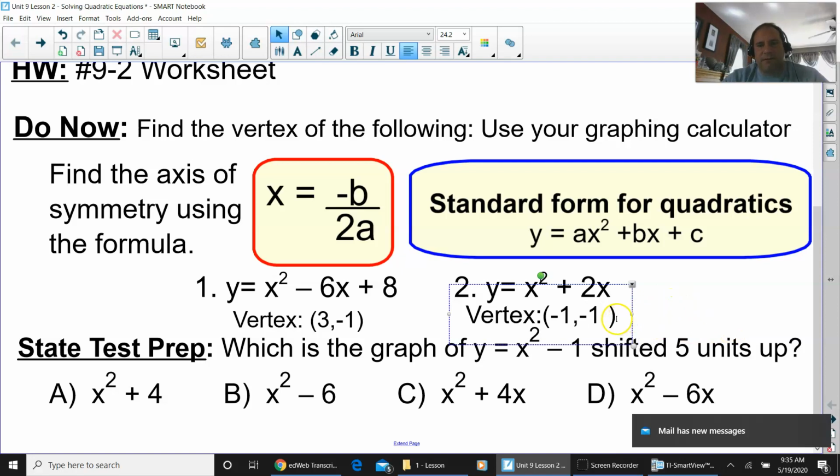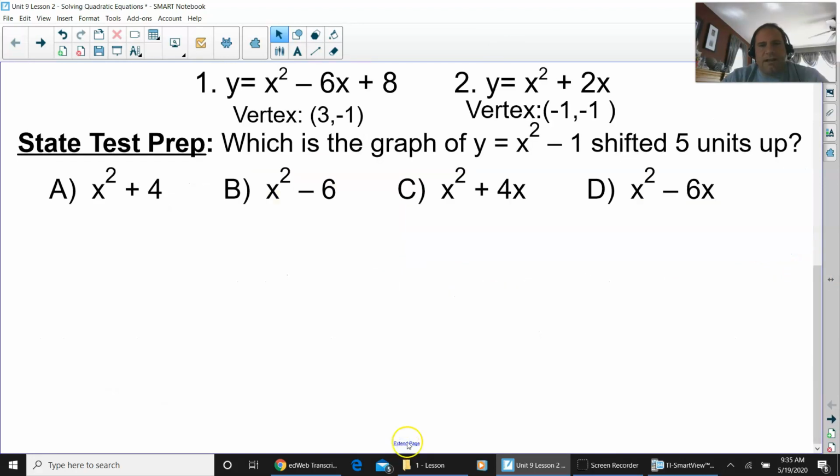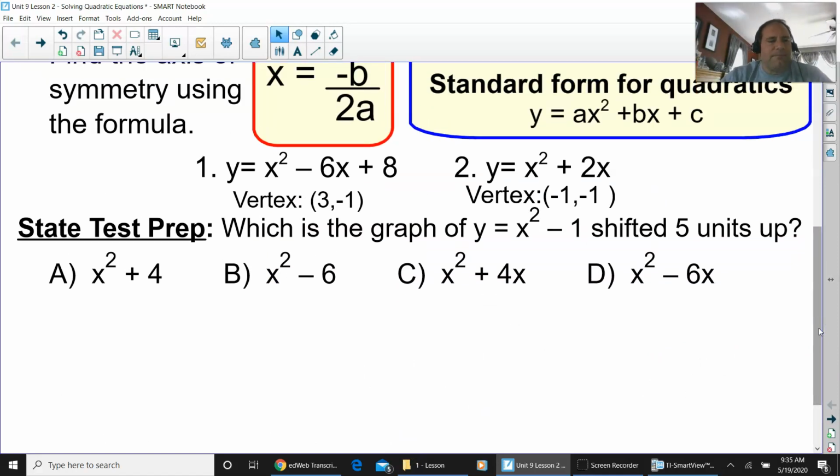And that is my vertex. All right, state test prep. Which graph of y equals x squared minus 1 shifted 5 units up? We're going to press pause. We're going to just graph this original one on the calculator, and then graph these and just pick the one that is 5 units up. Go ahead, press pause now.